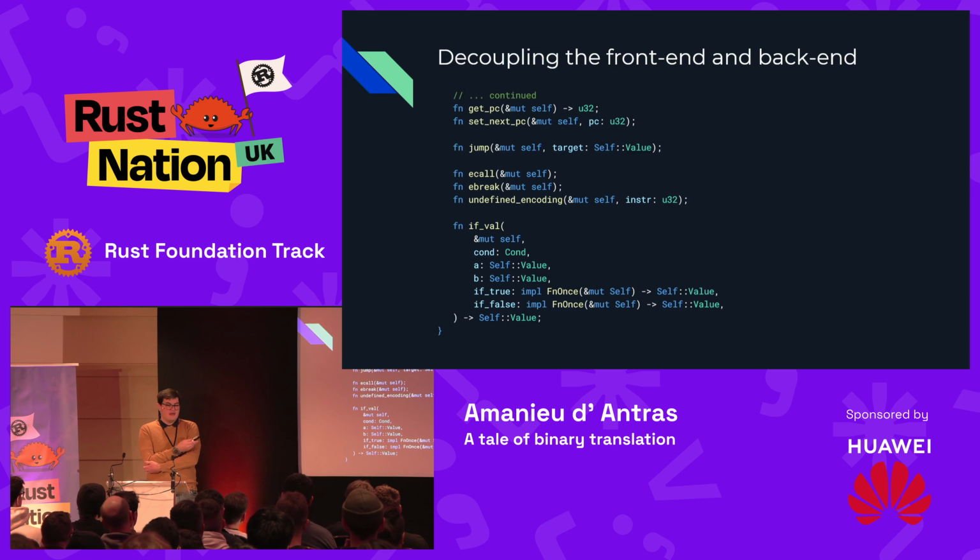E-break and e-call are fairly straightforward. We have a function to handle undefined instruction encodings. If val is a bit fancy, it's how we handle conditional execution. Basically, we evaluate a specific condition on two values at runtime, and then depending on the result of the comparison, we're either going to execute the first closure or the second closure.